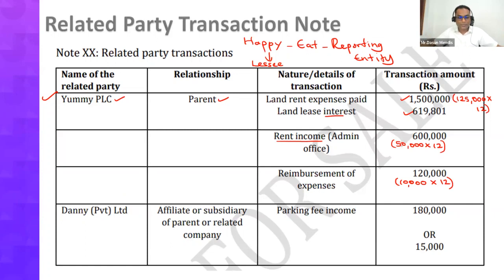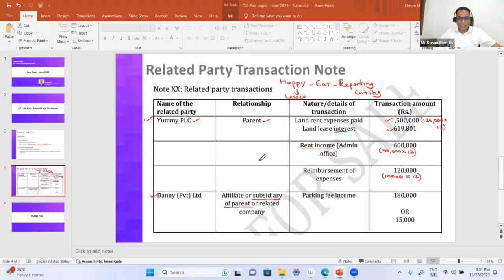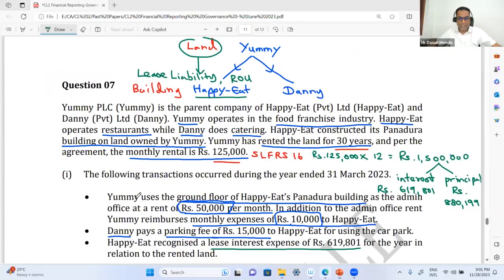Then the other related party is what? Your fellow subsidiary or the sister company, Danny. You have to mention that it is another subsidiary of your parent company. That is the easiest. Or else you can say it's a fellow subsidiary, or else an affiliate company. You can use different names, but you know the relationship. Now with Danny, only a couple of transactions, I would say. It's mentioned over here.